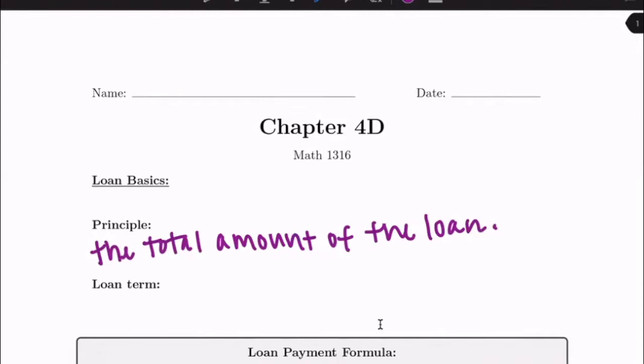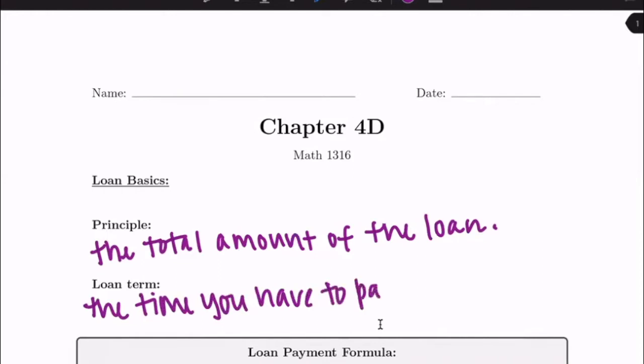So the loan term is going to be defined as the time you have to pay back the loan in full. So pay back the entire loan.